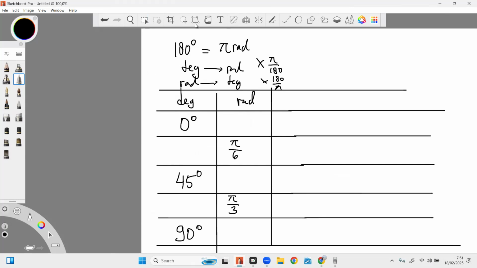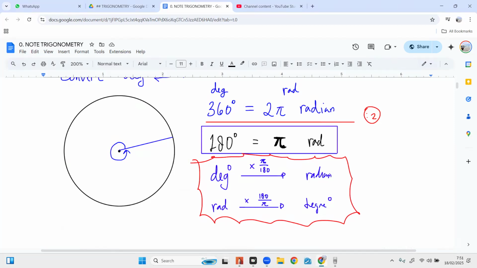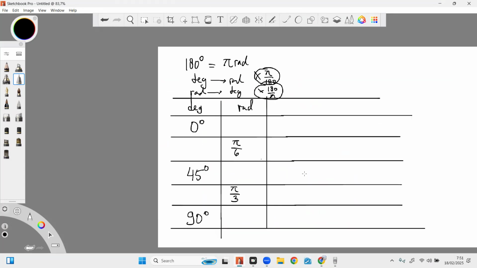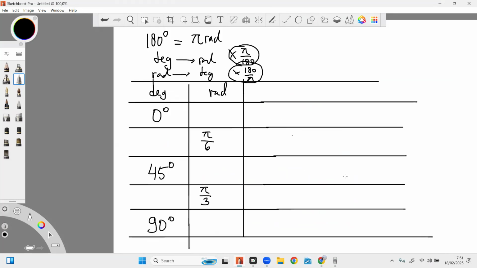Okay, do the conversion. Wait, if I'm not wrong, yeah. I sometimes switch between this and this. I rarely use this formula. Okay, you may pause the video. You can do it now.